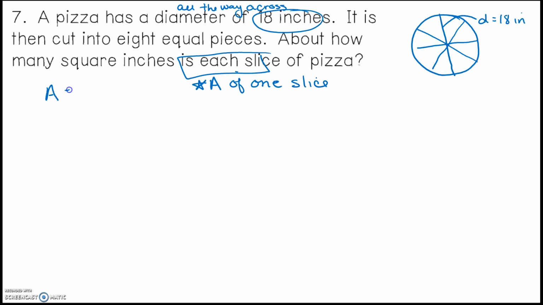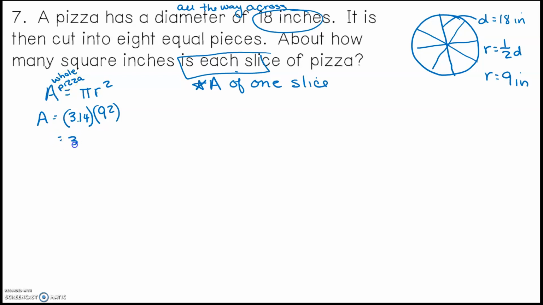So our formula for area of a circle is pi times r squared. So I'm given a diameter, but I need a radius. We should know that radius is half the diameter. So half of 18 is 9. So the radius is 9 inches, so I can put that in its place. So I'm going to do 9 squared here. I'm going to take the pi out and put 3.14 in its place. And then we're going to have A. And remember, this is A of the whole pizza. Area of the whole pizza.